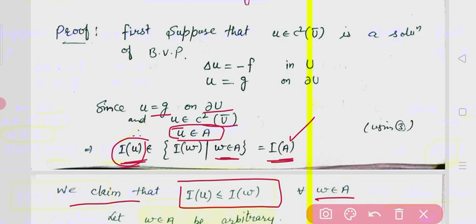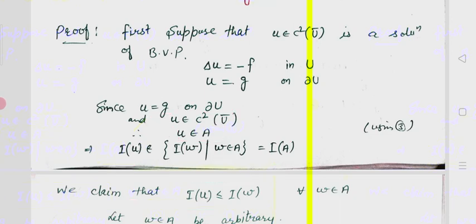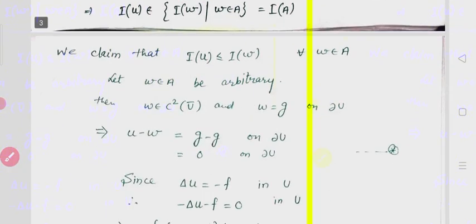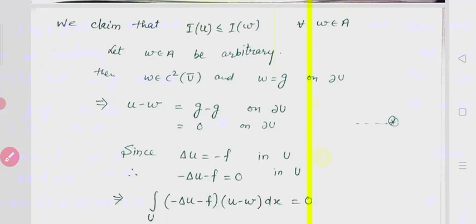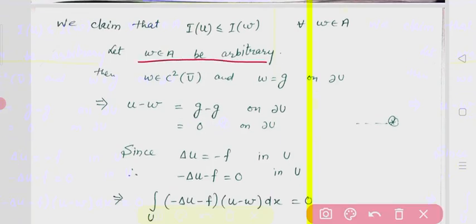right? What does it mean? That means Iu will be the minimizer of the energy functional I, right? So let me take w to be any arbitrary function in A, so I'll take this one. Then if w belongs to A, that means w belongs to C square ū and w equal to g on the boundary of U.